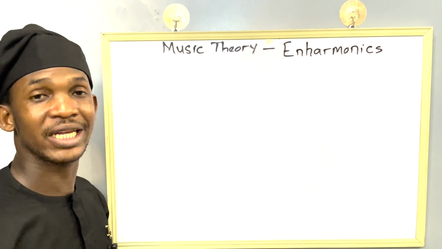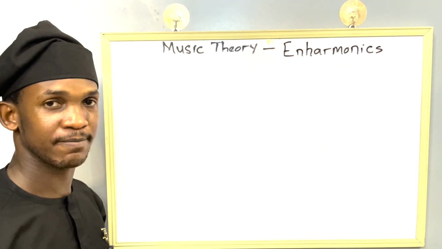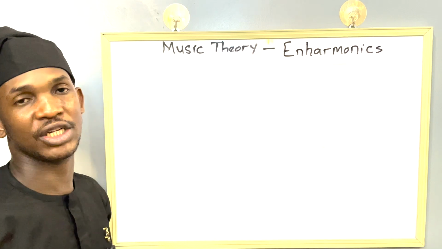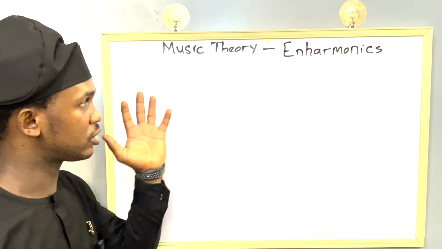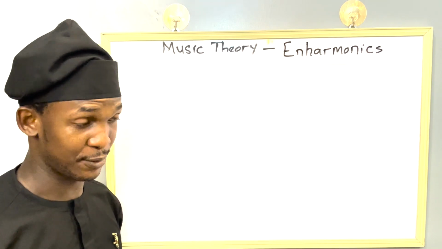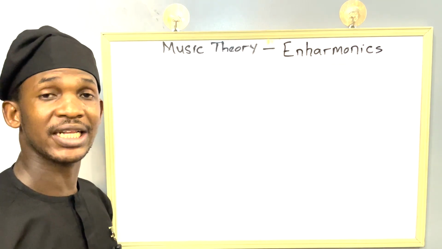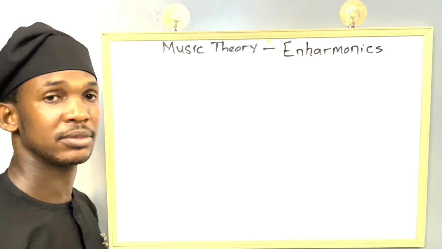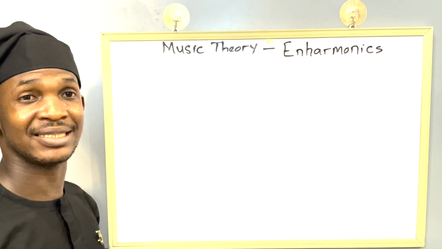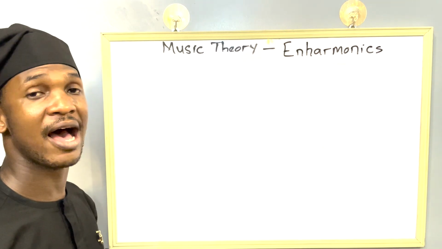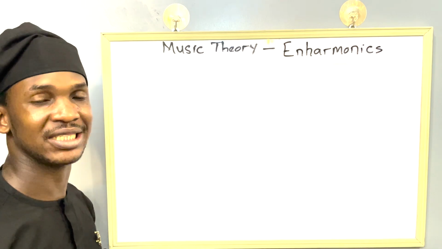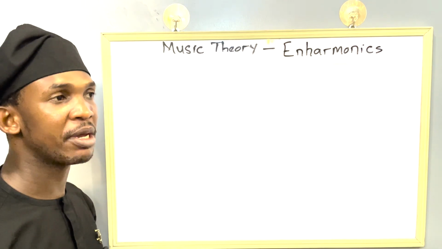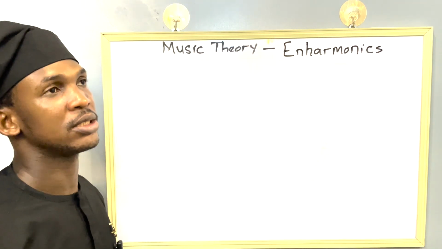Today we're going to be talking about enharmonics. So it can be enharmonic notes, enharmonic chords, and so on. But we'll just stick to notes for now. Enharmonics are notes that have different names but the same sound, the same pitch. So remember: same pitch, different name.